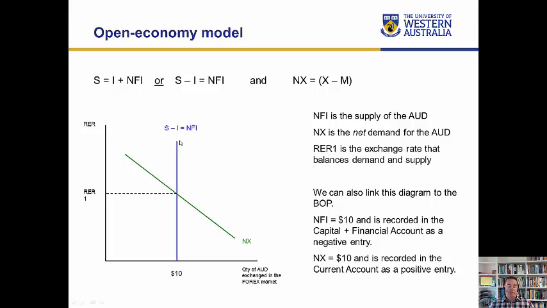We've got two curves. The first one, S minus I, is savings minus investment. And I've got a figure there of $10. So let's just imagine in a particular time period, it could be a month, it could be a year, it could be a week. The time period doesn't matter. So we're just developing a conceptual understanding of this model at this stage.